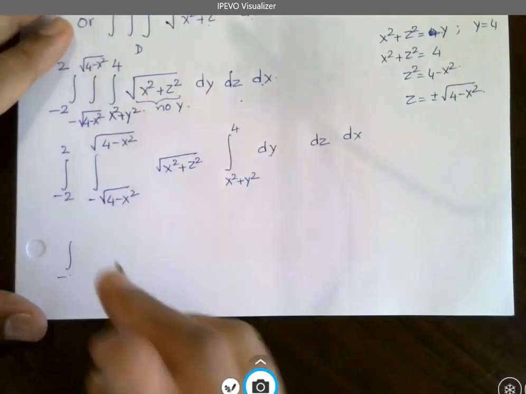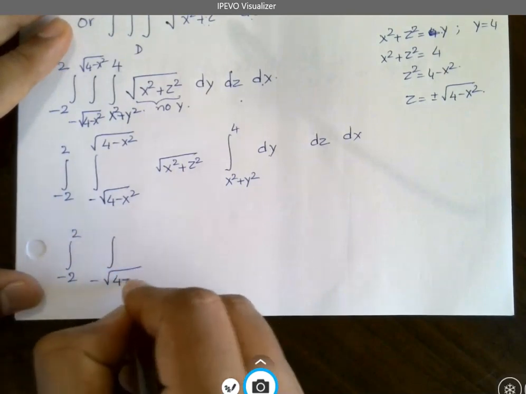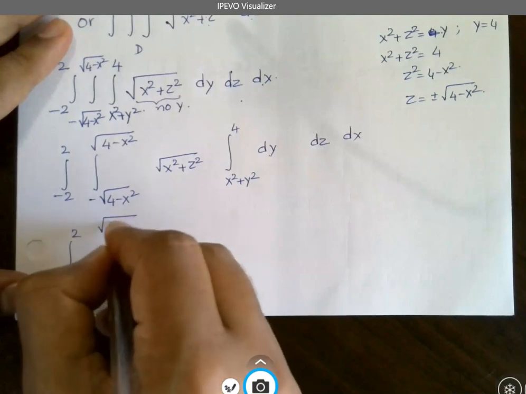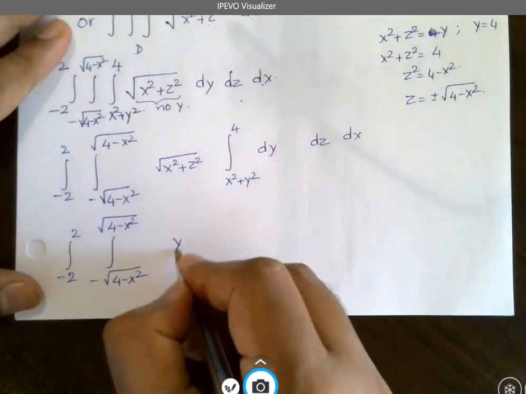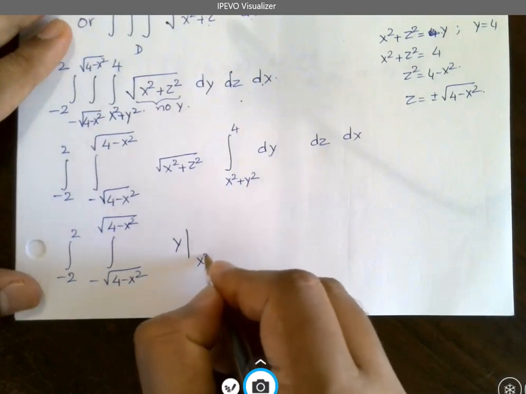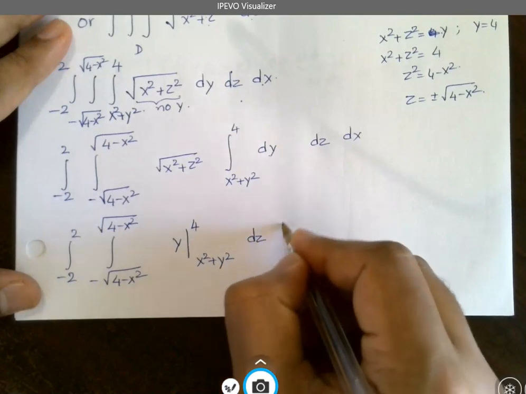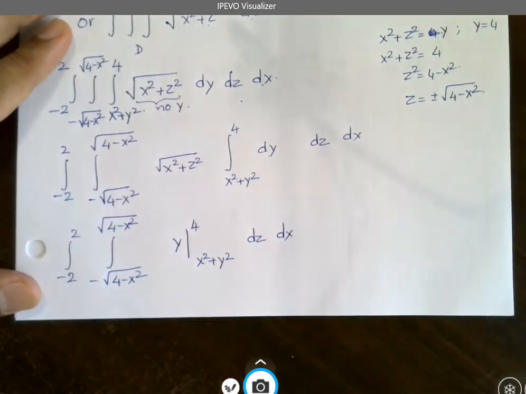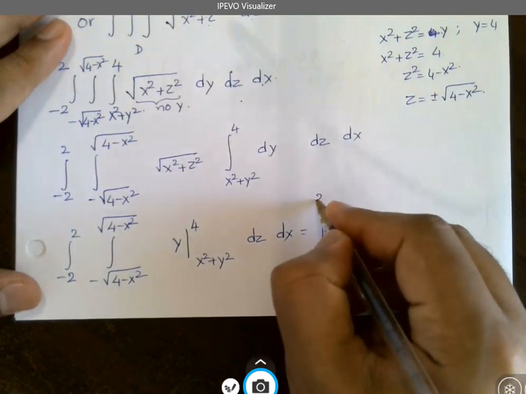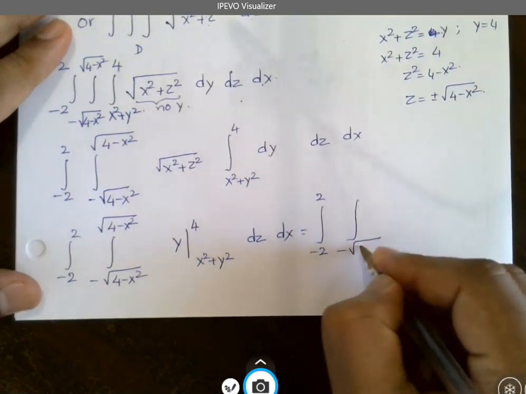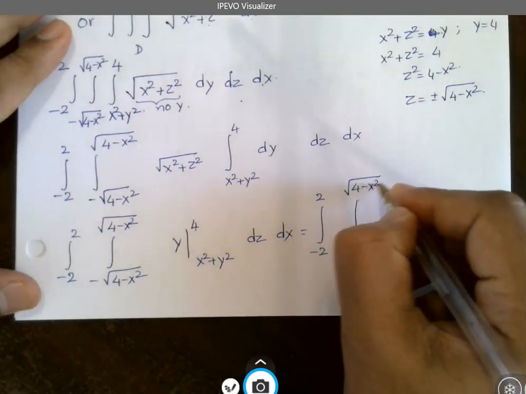So -2 to 2, negative square root of 4 minus x squared to square root of 4 minus x squared, and the integral of dy is y, and the limits of integration are from x squared plus z squared to 4, and you get dz dx, okay? So upon substituting the limits of integration, you get -2 to 2, and negative square root of 4 minus x squared to positive square root of 4 minus x squared.